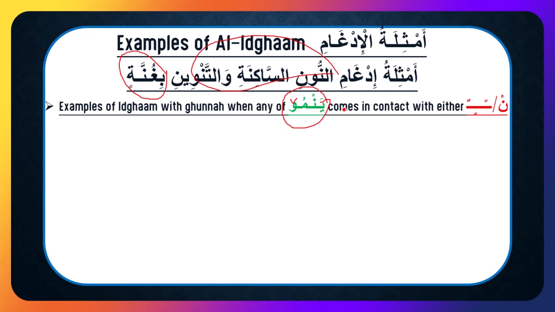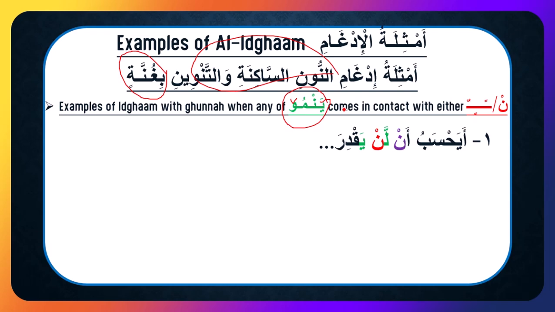Meaning, it's only allowed for you to observe idgham bi ghunnah whenever the Nuun Saakinah or tanween comes in contact with any of yanmu, but in different words. If this happens in the same word, then we are not allowed to do the idgham. Rather, we fall back to the ruling we've looked at, which is called al-Idh'haar al-mutlaq. So now let's get started with looking at the examples of al-idgham bi ghunnah.